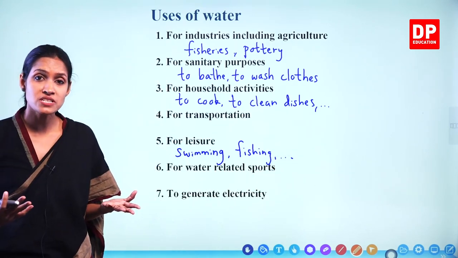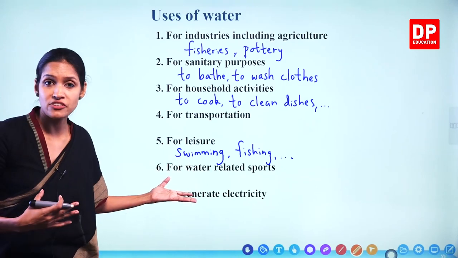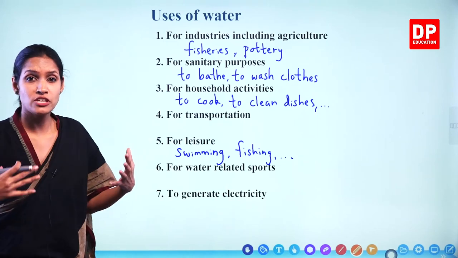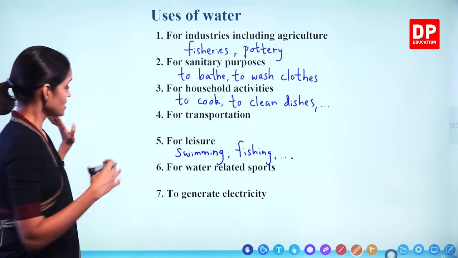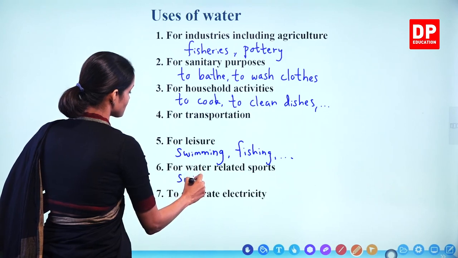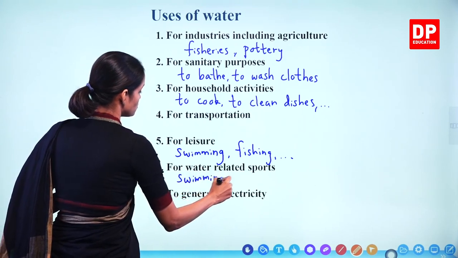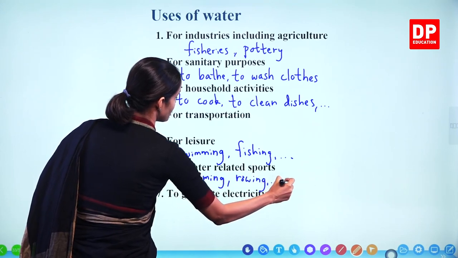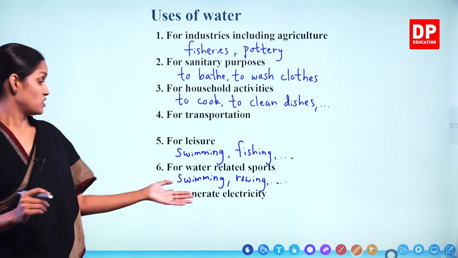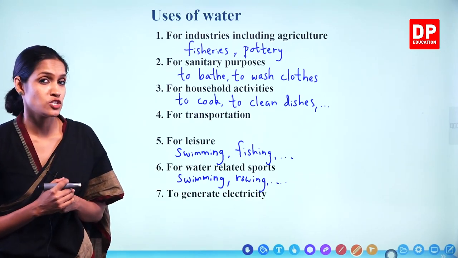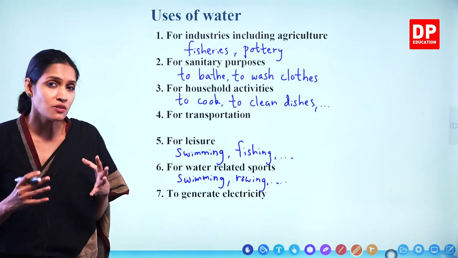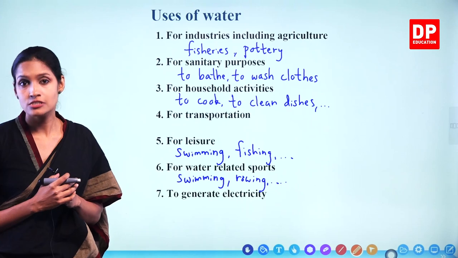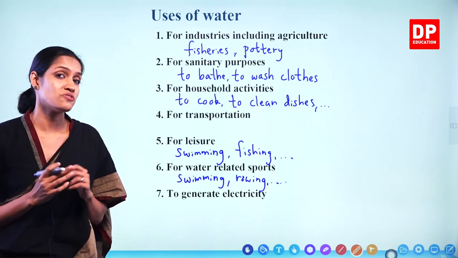For water related sports, again, swimming, diving, rowing, water polo. These are the sports activities that we do using water, right? So swimming, rowing, etc. And to generate electricity, I explained to you that in Sri Lanka, the main method of generating electricity is using hydropower. Understand, children? So I hope it's very clear.